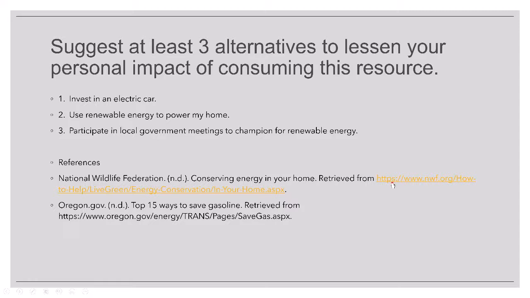So it doesn't always have to be a financial investment that you are doing. It could be something as simple as turning off the lights. Or, I'm going to join a local group to help promote education of this topic, or be actively involved. And then I used references here because these references are proving that these are viable alternatives to lessening my consumption of that resource. So if, let's say you chose water pollution, right?